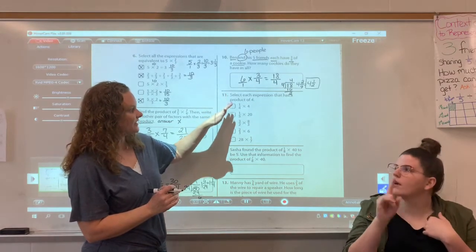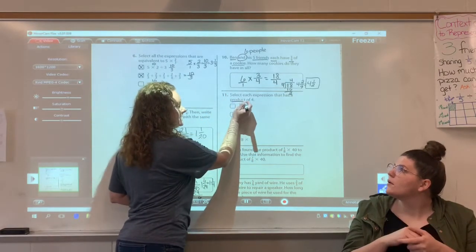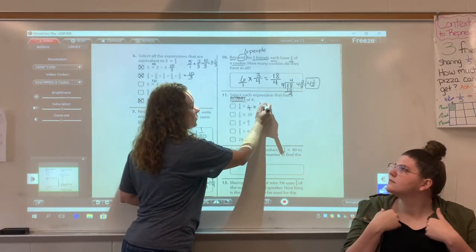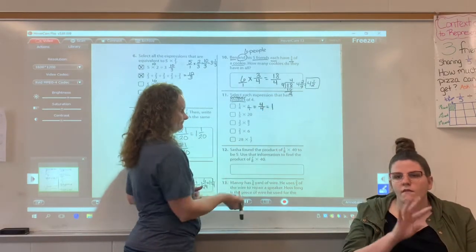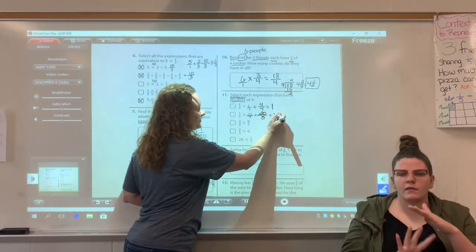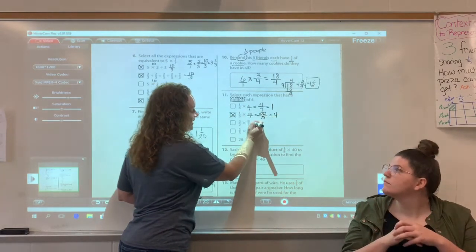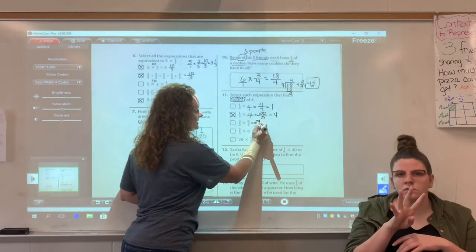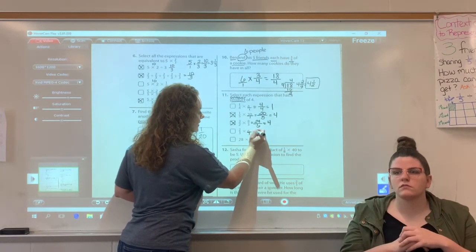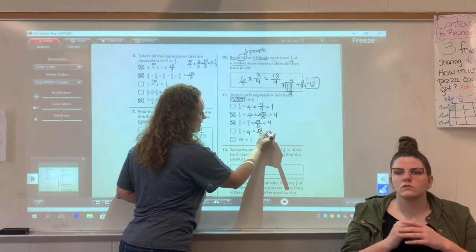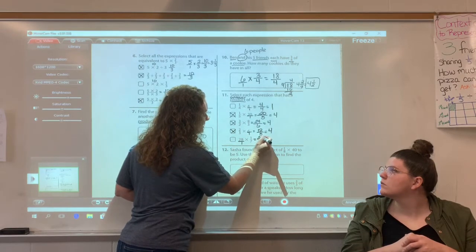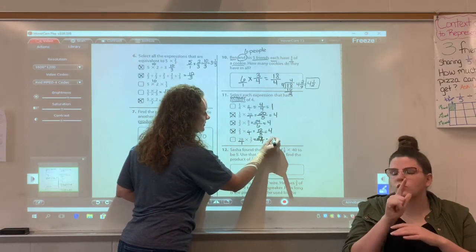Select each expression that has a product of 4. Once again, product meaning answer. Okay, this one here would be 4 over 4, which actually is a 1. This one would be 20 divided by 5, which equals 4. Here we have 24 over 6, which means 24 divided by 6, which equals 4. We have 12 divided by 3, which equals 4. And we have 28 divided by 7, which equals 4.